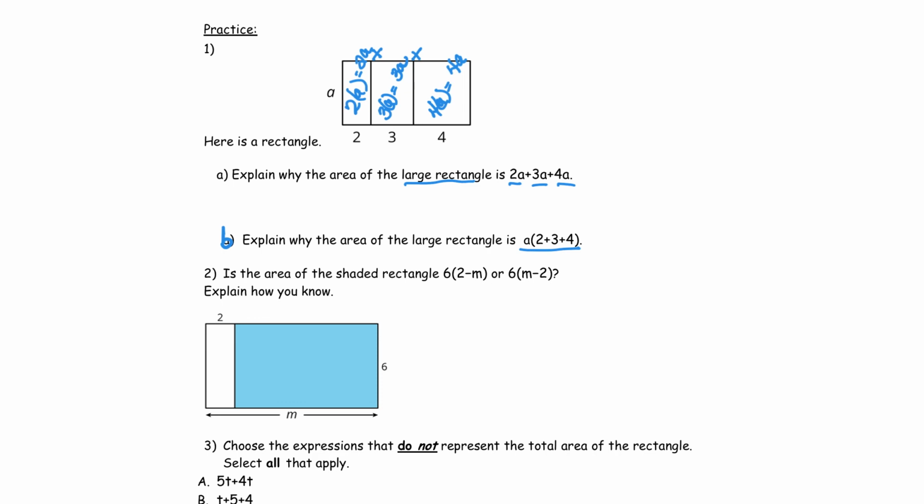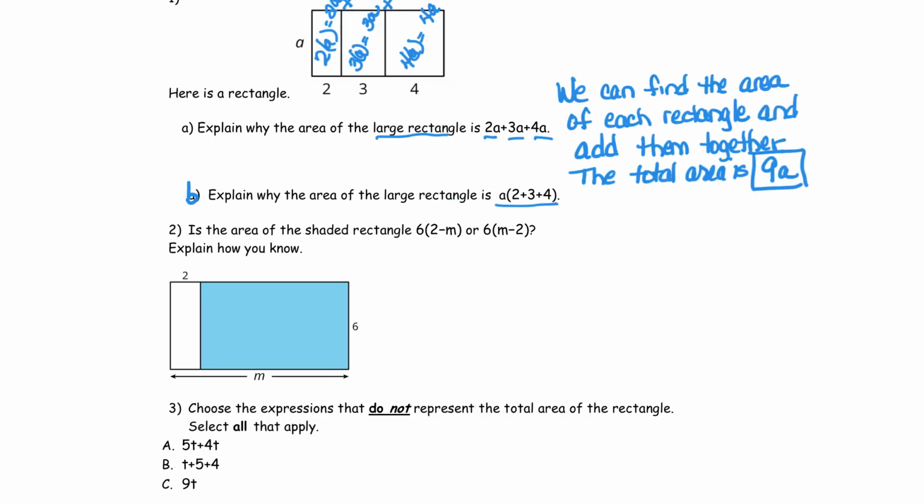So in words, to explain why the large rectangle is 2a plus 3a plus 4a, it is because we can multiply the lengths and the widths of the different rectangles and just add them. So put that in words in your own writing.